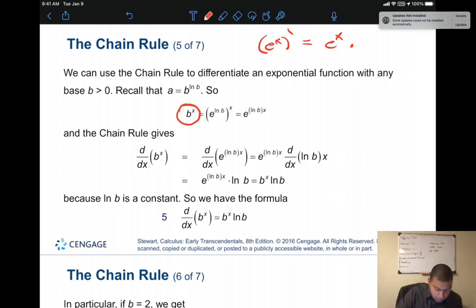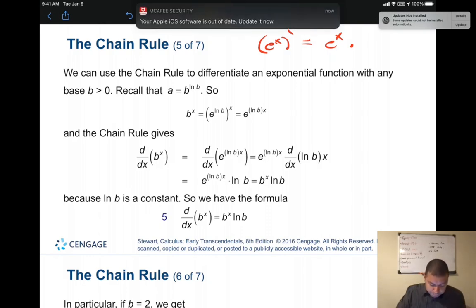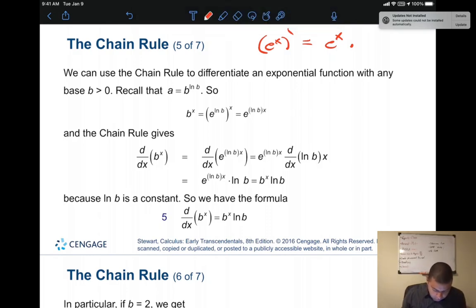So how do I derive, say, 2 to the x, right? If the base is not e, that's the big problem. So what I do with it is I say b to the x is the same as e to the ln of b to the x, right? And that's what it's doing here, which is this.